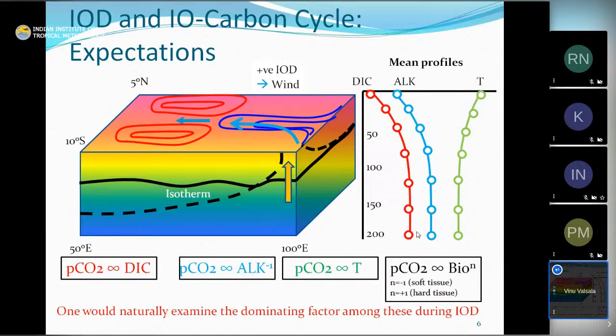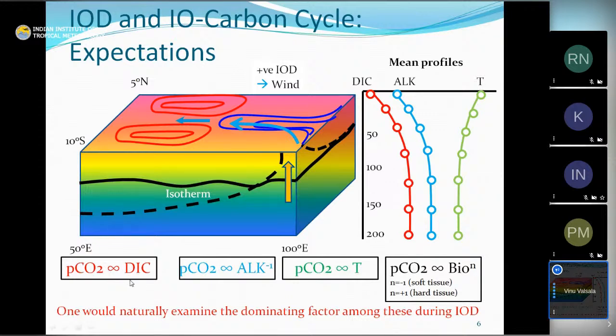Due to this upwelling, what will happen to this mean profile of carbon, alkalinity, and temperature? You can see that cold water is going to come to the surface. The carbon-rich subsurface water is going to come to the surface. Alkalinity-rich water is going to come to the surface. So these are our expectations for how IOD may interact with the Indian Ocean carbon cycle and imprint its anomaly on it.